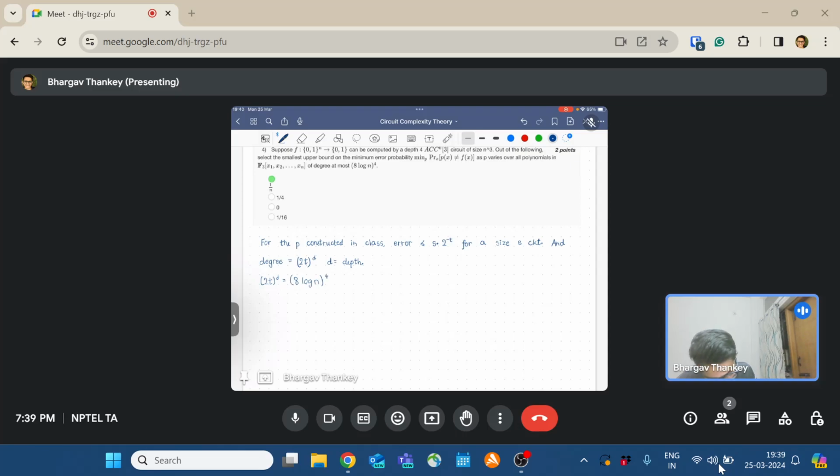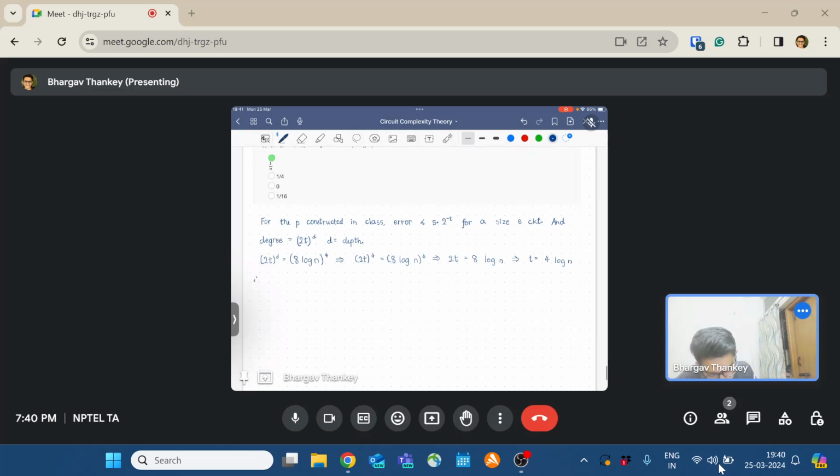Now D is 4, so 2T to the 4. So 2T is equal to 8 log n, and so T is equal to 4 log n. And now I want to find the error, right? So error is at most S times 2 to the minus T.